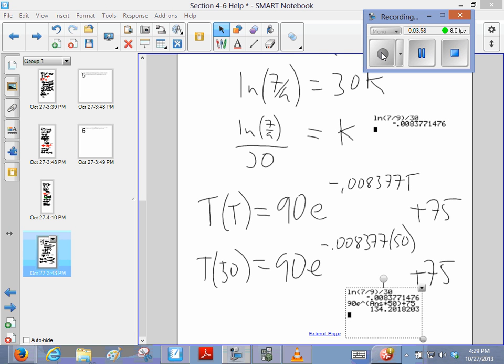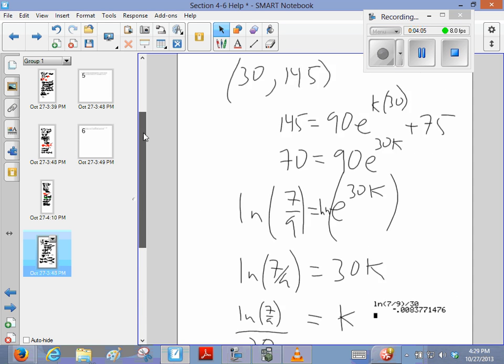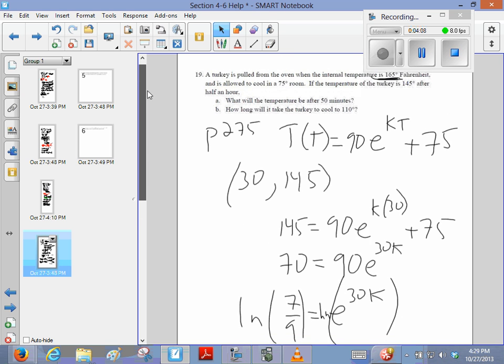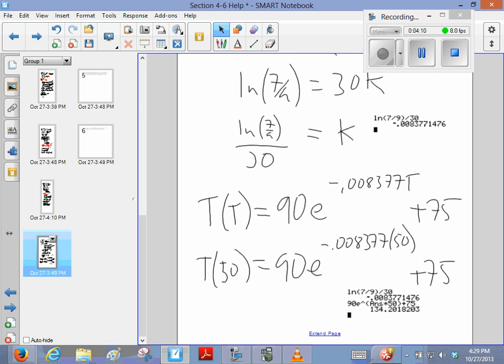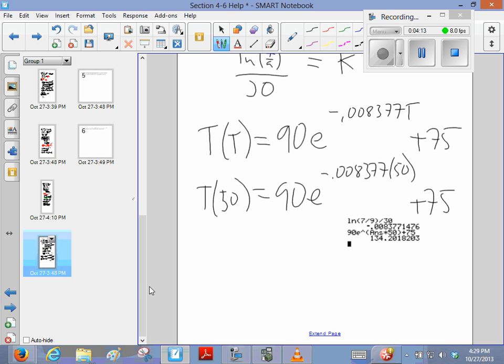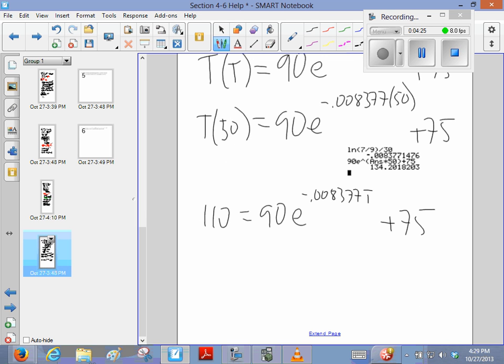I paused that while I calculated it, and I got a little better than 134 degrees. And then how long will it take the turkey to cool to 110? Well, that's the y value, right? So 110 equals 90 e to the negative 0.008377 t plus 75. Now we're just going to solve that equation. 35 equals 90 e to that exponent.